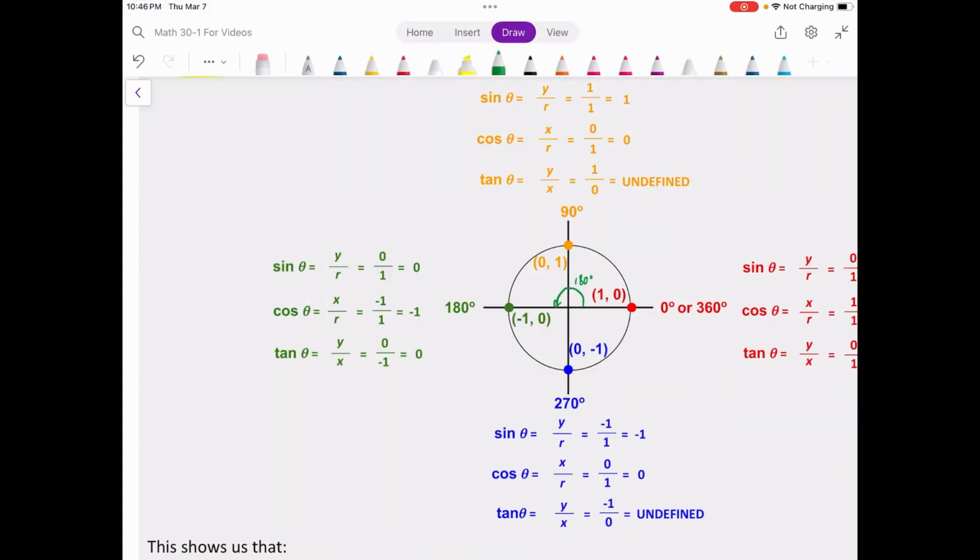So cos of 180 is -1. Tan of 180, once again, y is 0. So 0 over -1. Oh, that's not right. That should say, whoopsies, that's a mistake in the notes. I got to fix that.